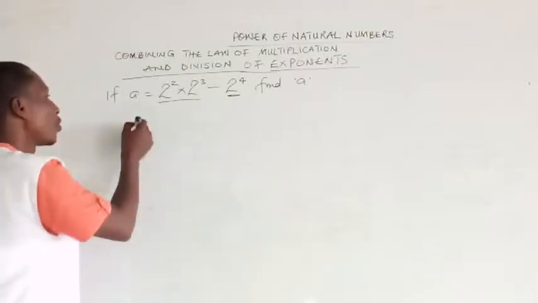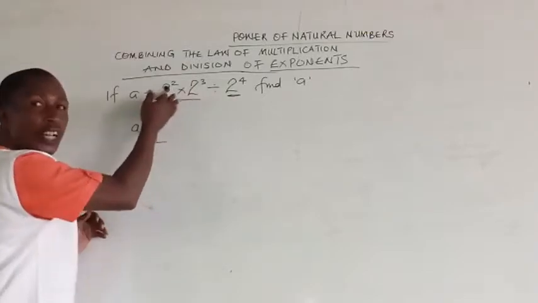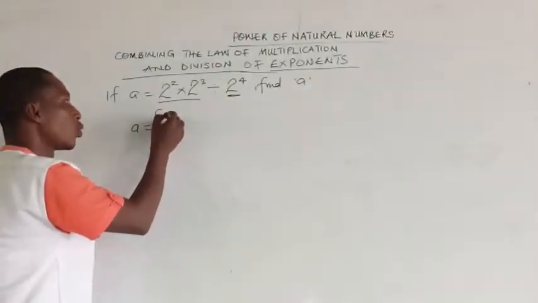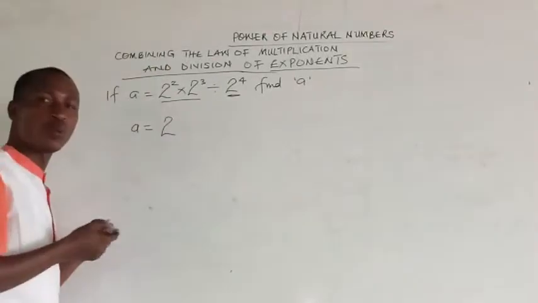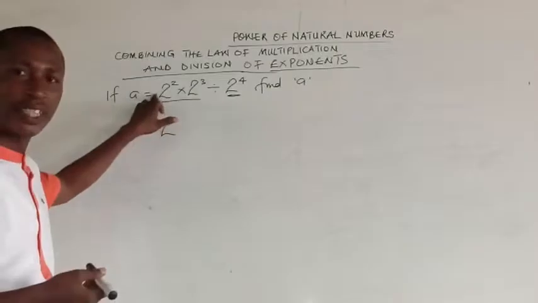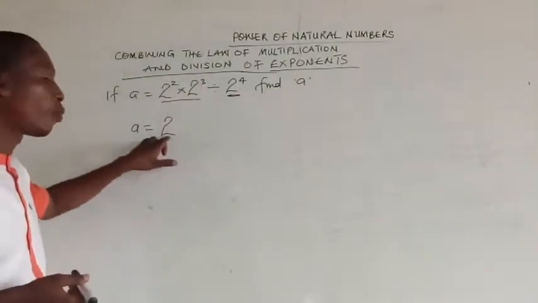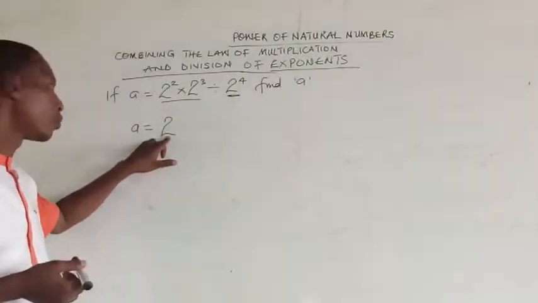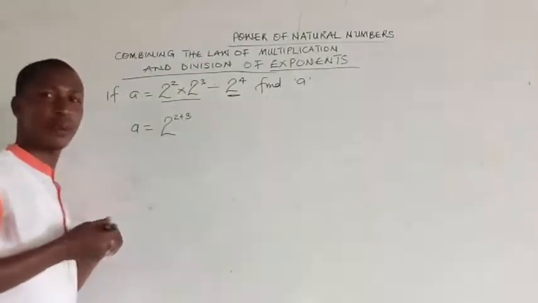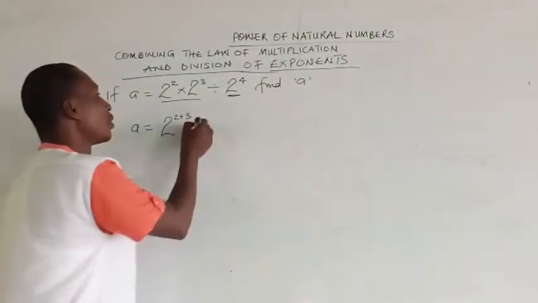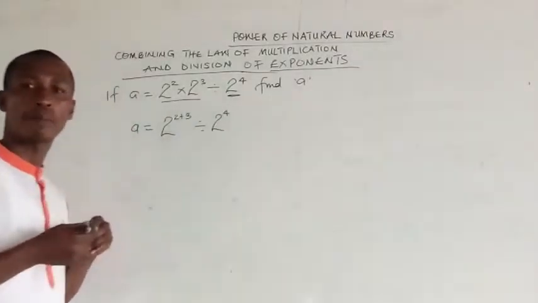So in this case, I'm going to get a equals, just look at the multiplication, because they are together, you work them together. According to what we have learned, we take a common base. There's 2 here, there's 2 here. And when we are multiplying, we add the exponents. So I'll take a common base of 2, then 2 plus 3 as my exponent, now divided by 2 to the power 4.